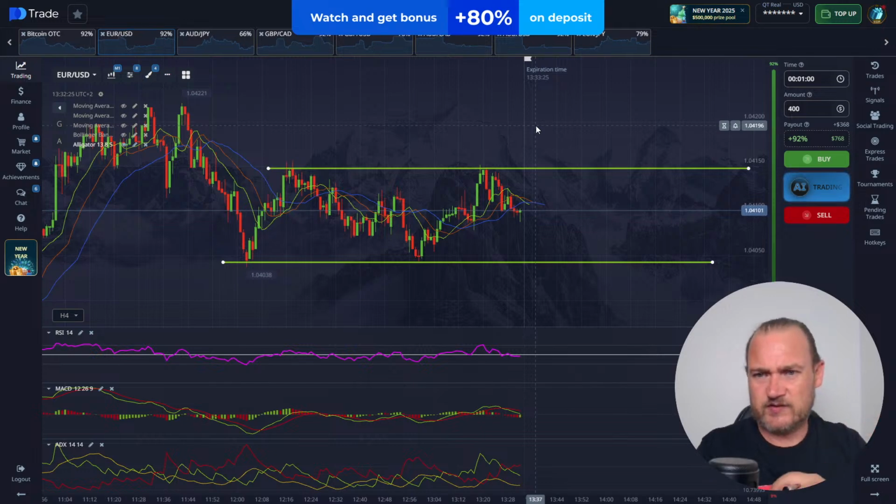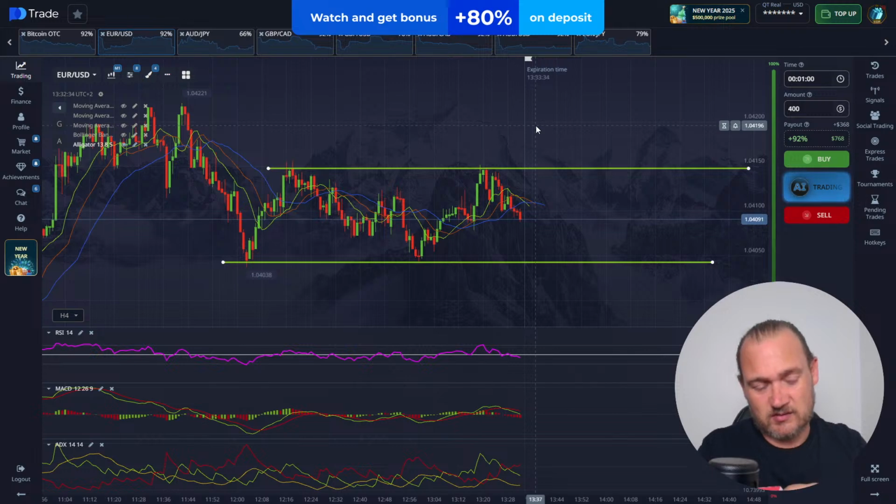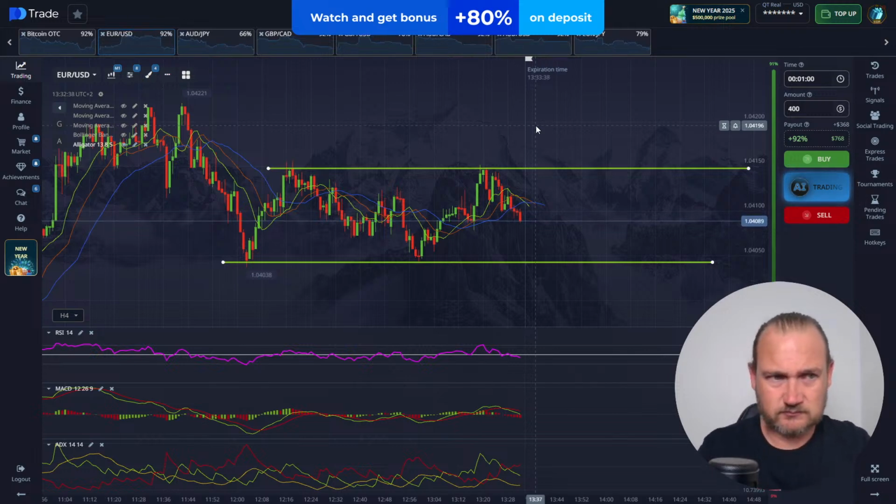The stronger a move gets, the more momentum it has, the more time it's going to take to stop.